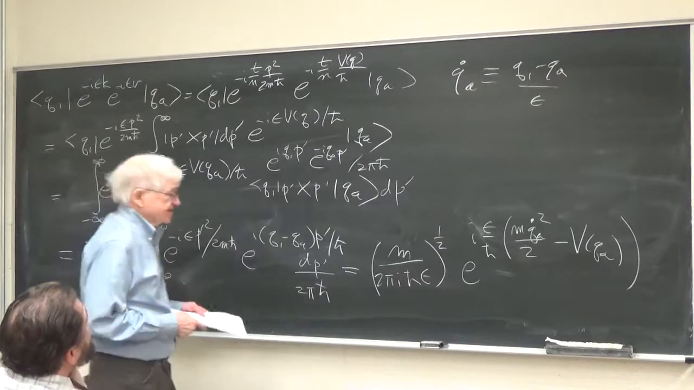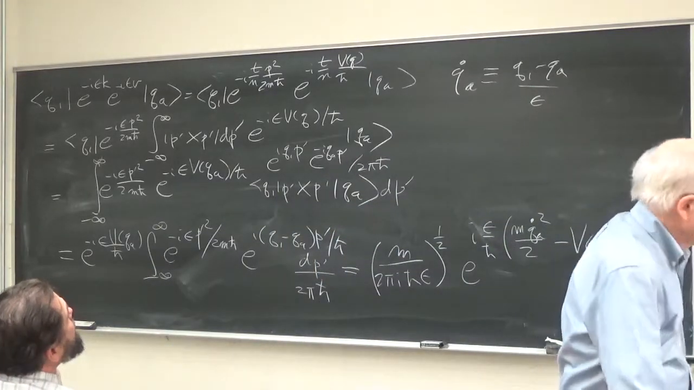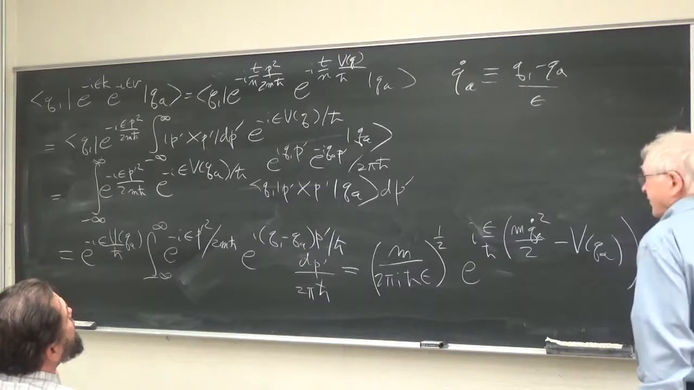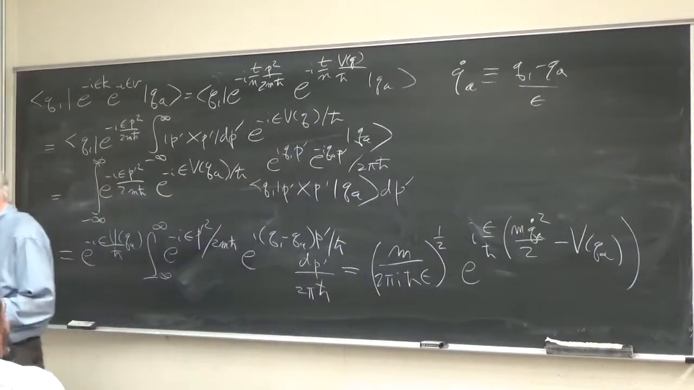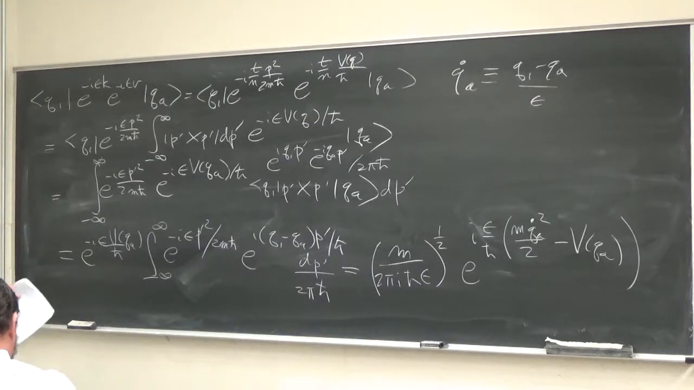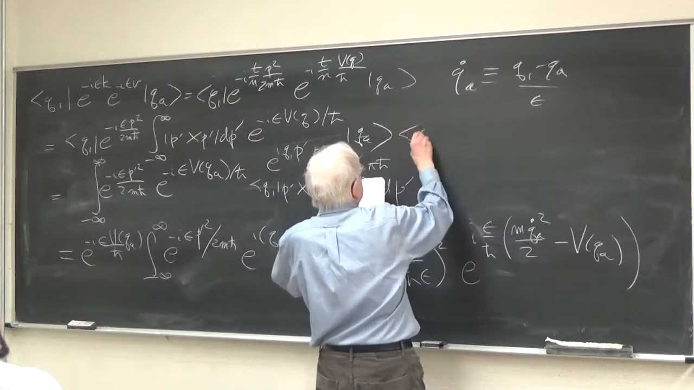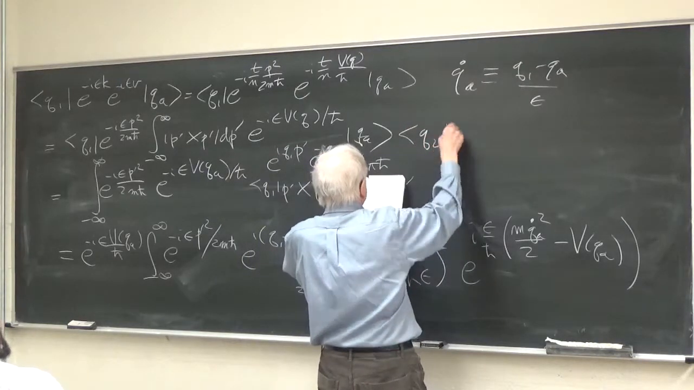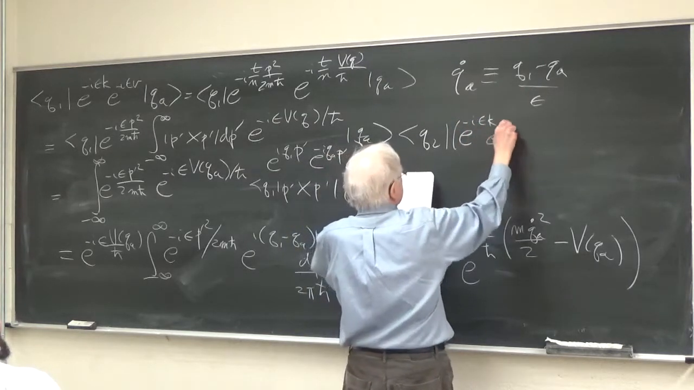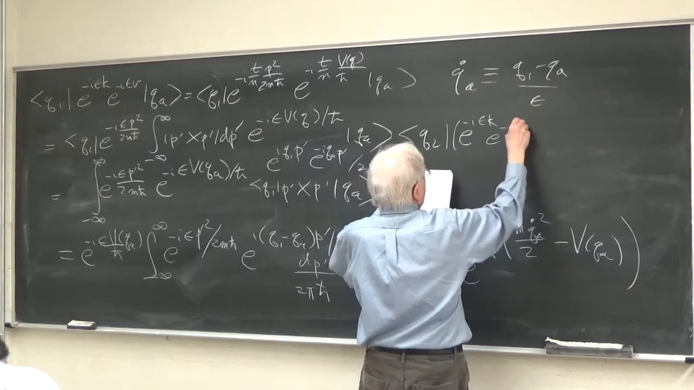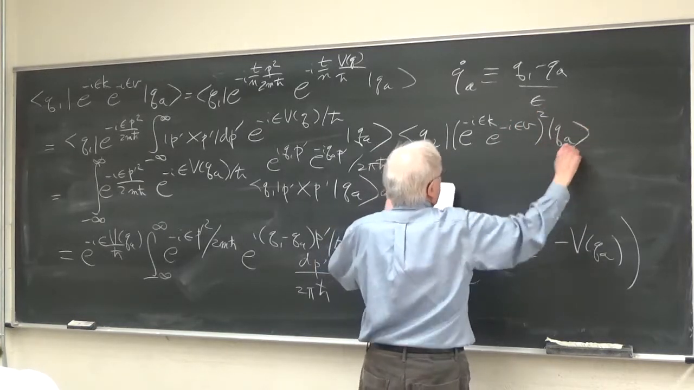Okay, so that's a good fraction of the story of Cahill that we've gone through. The next part is to put two of these things together. So in other words, ⟨q2| e^{-iεK} e^{-iεV} |qa⟩.